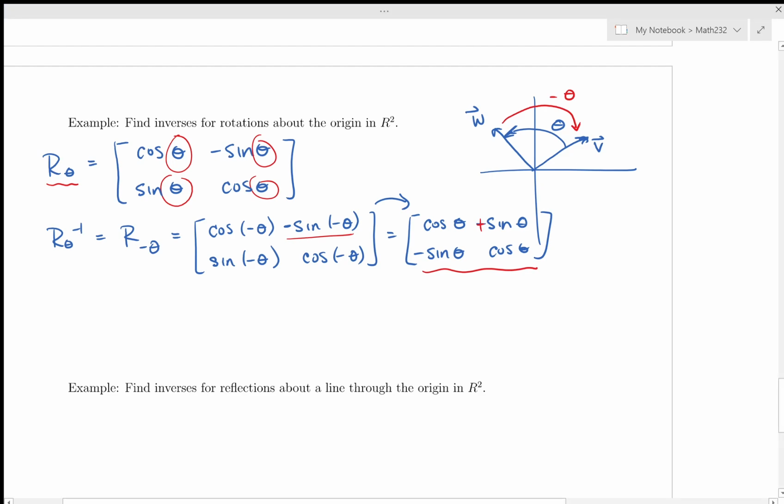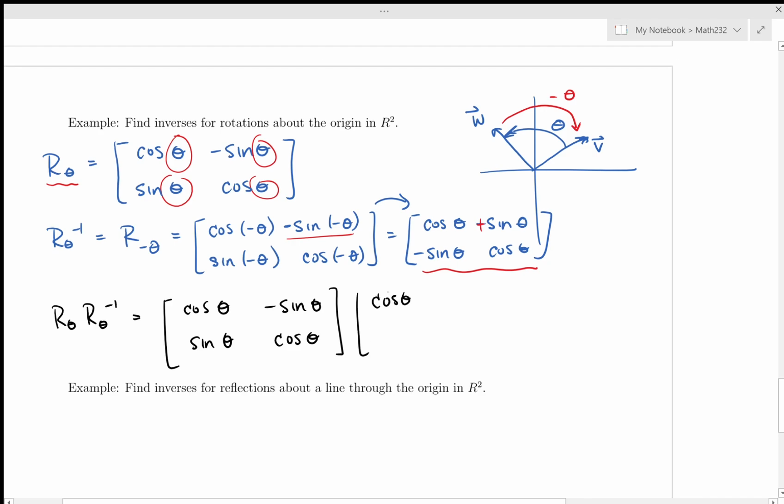Let's try it out. So I'm going to take R theta and multiply by R theta to the minus 1. That is going to look like this: cos theta, minus sine theta, cos theta. And I'm going to multiply that by cos theta, sine theta, minus sine theta, cos theta.